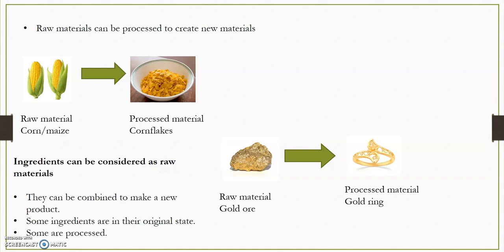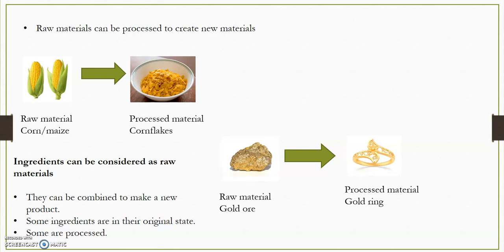Ingredients can be considered as raw materials. Remember, ingredients are those things that you buy. For example, if we are looking at the ingredients in the kitchen, ingredients are those things that you buy. So you buy these things, you put them together, and then you come up with a different product. Let's look at a simple example. Making tea, for example. For you to make tea, you need to have a tea bag. You need to have some milk, water, and sugar. These ingredients are put together and you get a cup of tea.